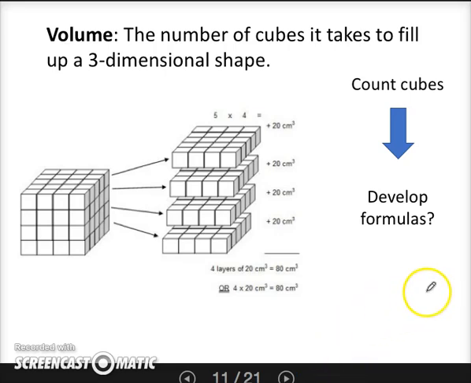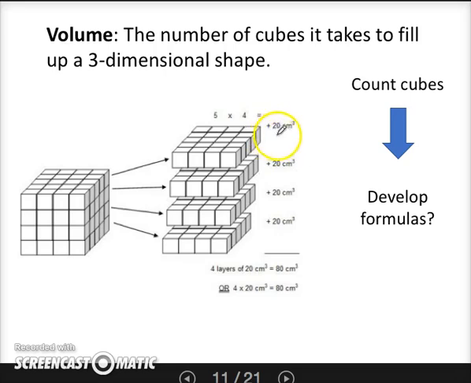Okay, so back to volume. We've said that the volume of a figure is the number of cubes it takes to fill up a three-dimensional shape. So can we develop some formulas now for volume? Before, when I had us slice up this combination of little cubes into four layers here, I was giving you a hint as to how we're going to develop a formula for volume.